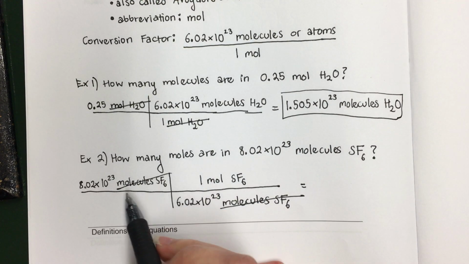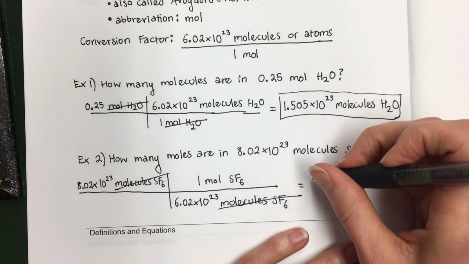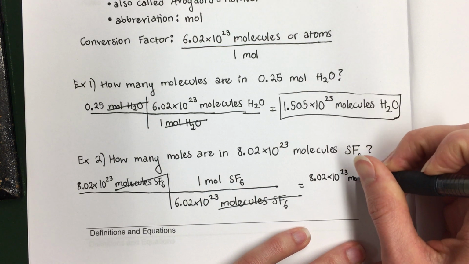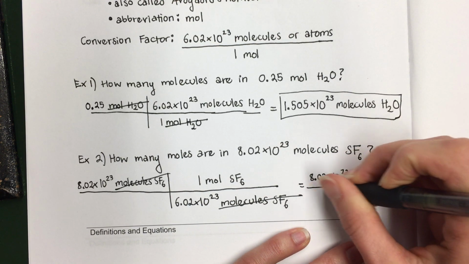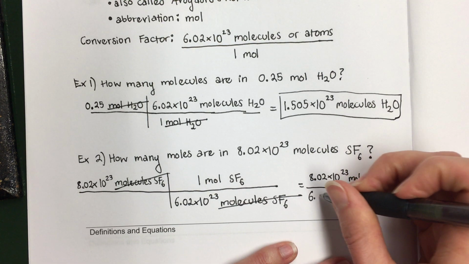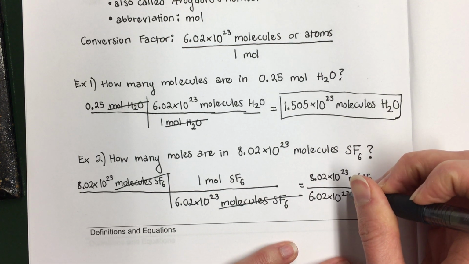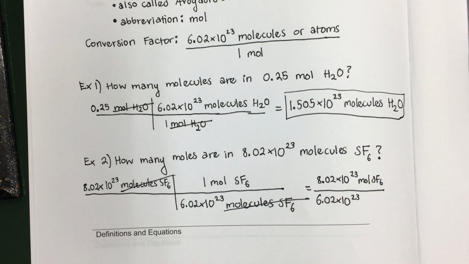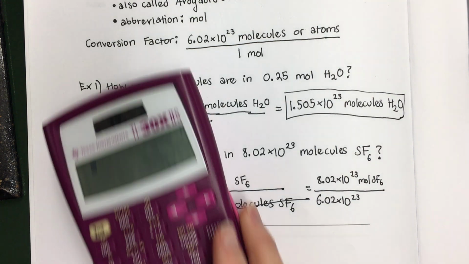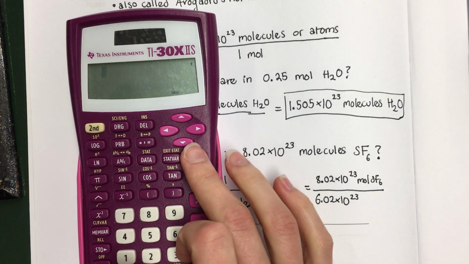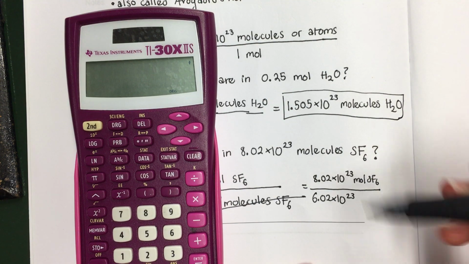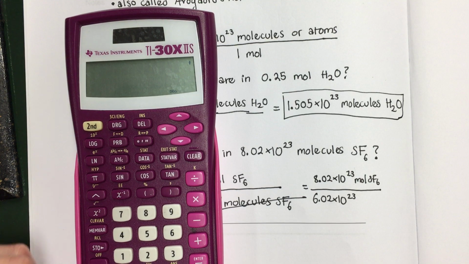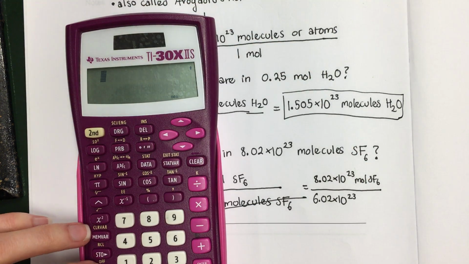Now, if I multiply across the top, I'm going to get 8.02 times 10 to the 23rd moles of SF6. And if I multiply across the bottom, I'm going to get 6.02 times 10 to the 23rd, and there's no unit on the bottom. So I need to divide those numbers. This is where it's very important that you put this in your calculator correctly. So if you have an iPhone or an actual calculator, you're going to use the E button. If you have an Android phone, you're going to want to make sure you put both of these in parentheses. If you don't do that, then your order of operations will get messed up and you'll get the wrong answer.